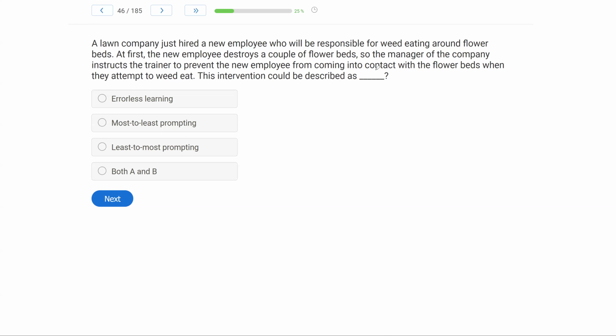A lawn company just hired a new employee who will be responsible for weed eating around flower beds. At first, the new employee destroys a couple of flower beds, so the manager of the company instructs the trainer to prevent the new employee from coming into contact with the flower beds when they attempt to weed eat. This intervention could be described as what?